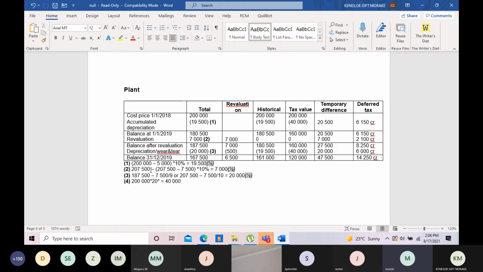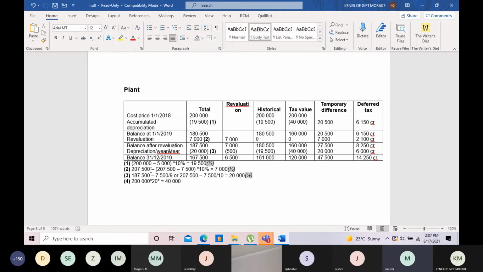You say 207,500 once again, right? You want to minus what? The residual value before applying the percentage. You're going to say minus 7,500. You close the brackets. So you're going to get how much? Multiplied by 10%. You're going to get 187,500, right?